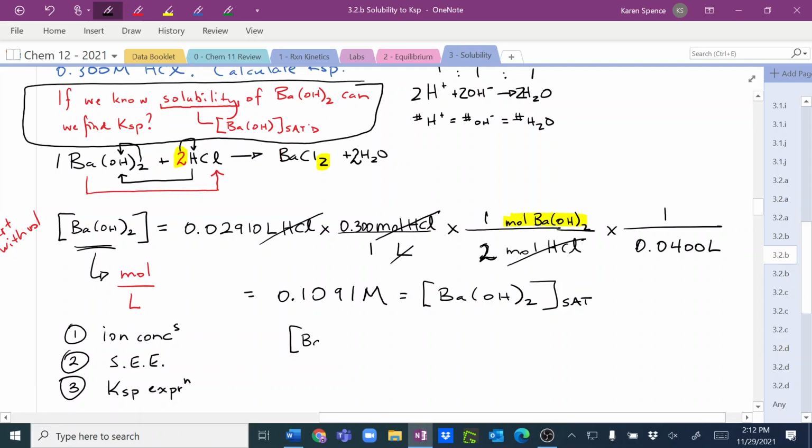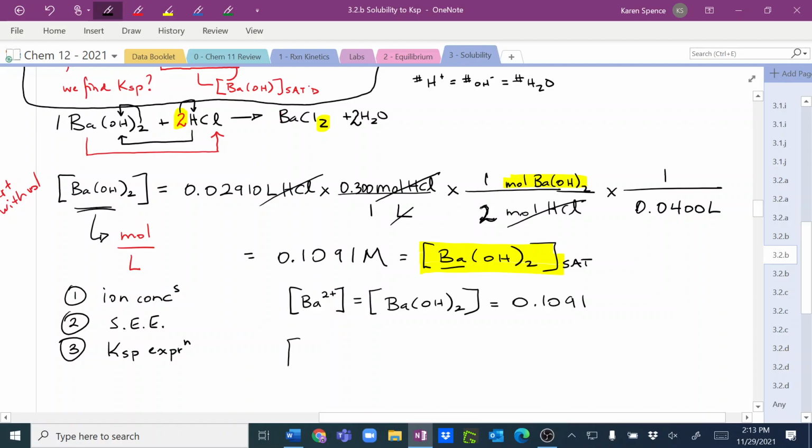Concentration of barium. How are we going to find that? We know barium hydroxide. Is it the same? Is it different? They're equal because this is a 1-to-1 ratio, yes? So it's going to be same as the concentration of BaOH2. So that's going to be 0.1091.